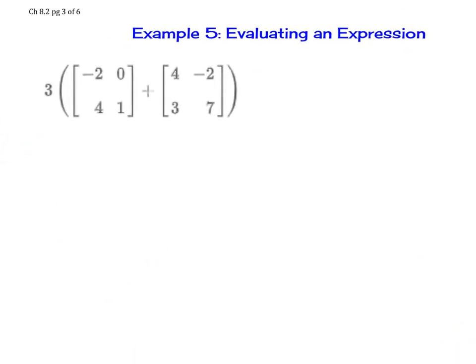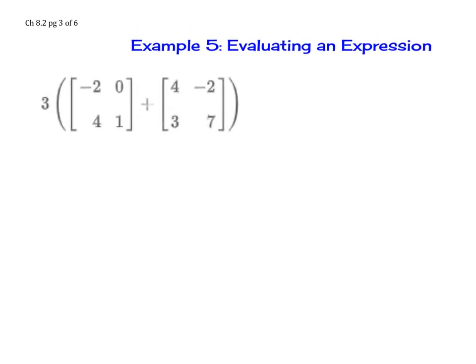Now evaluating an expression. So here we have 3 and then parentheses negative 2, 0, 4, 1 plus 4, negative 2, 3, 7. Now it's up to you however you want to do it. You can add first and then distribute the 3. It's up to you. But let me do it this way. So I'm going to go ahead and distribute the 3 into each one and then add them. Either one works though.